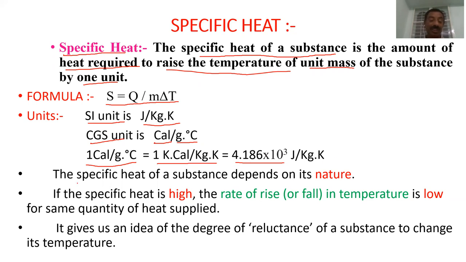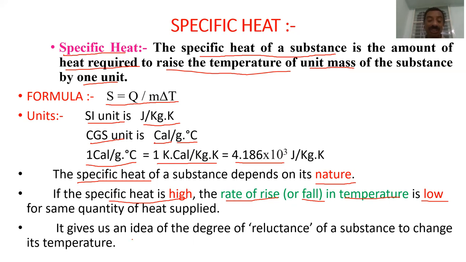Next, the specific heat of a substance depends on the nature of the substance. If the specific heat is high, the rate of rise or fall in temperature is low. That means if a substance with high specific heat is heated, the rise in temperature is slow; it heats up slowly.